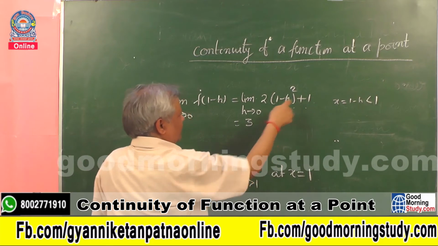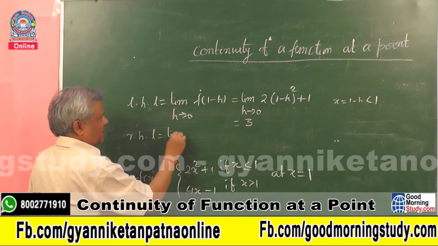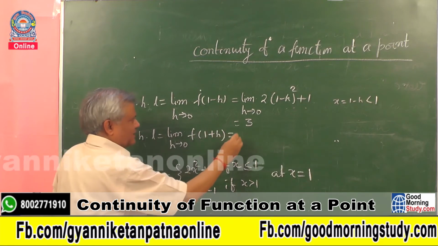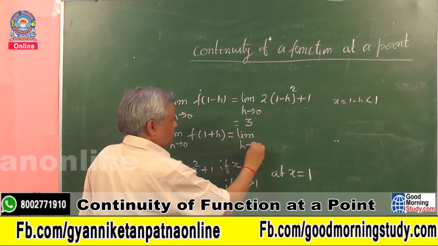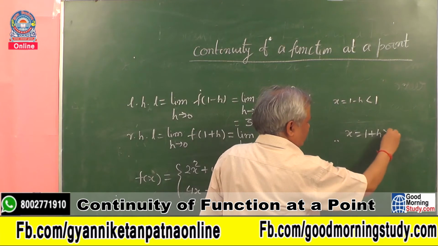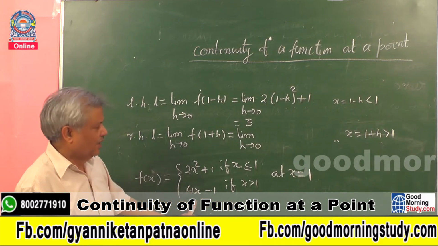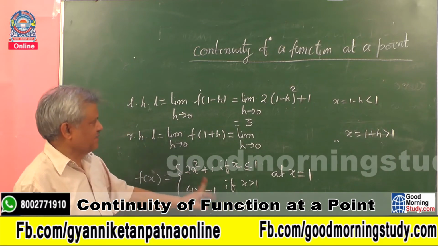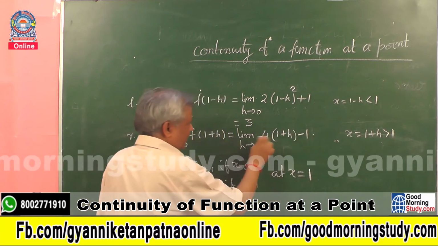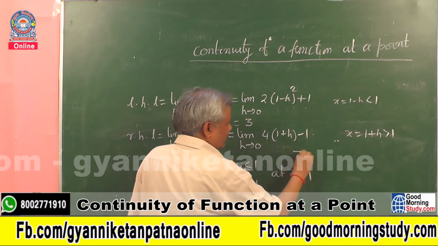2 into 1 plus 1, that is 3. And the right hand limit is the limit as h tends to 0 of f(a plus h). You see here x is 1 plus h. Obviously it is greater than 1. As it is greater than 1, the second definition stands here. For x greater than 1, it is 4x minus 1. So we write 4 into (1 plus h) minus 1. And putting h equal to 0, we have 4 minus 1, and that is equal to 3.